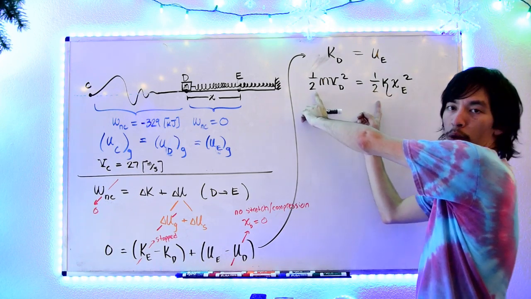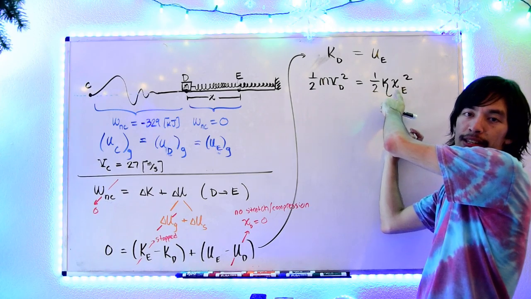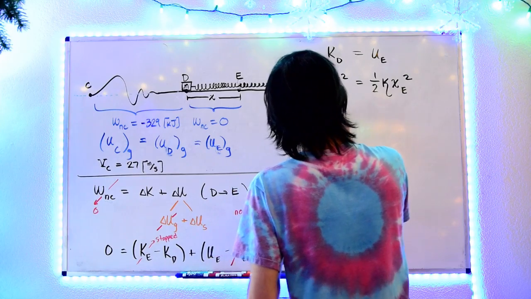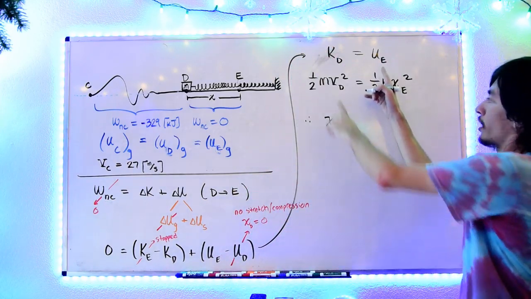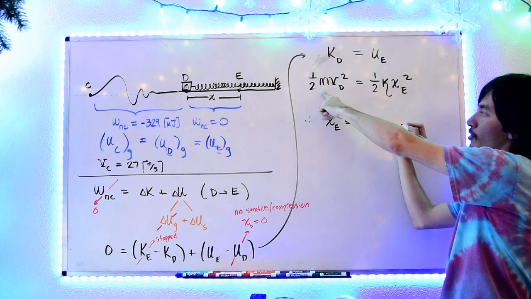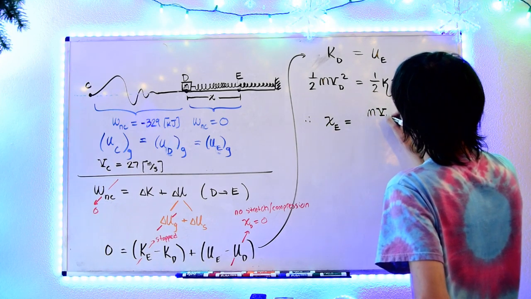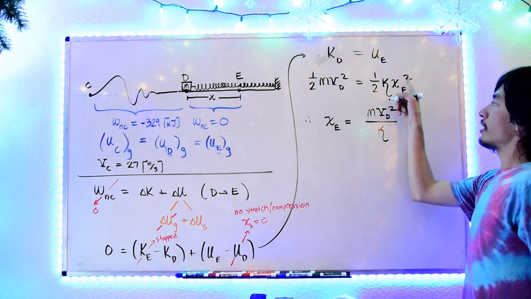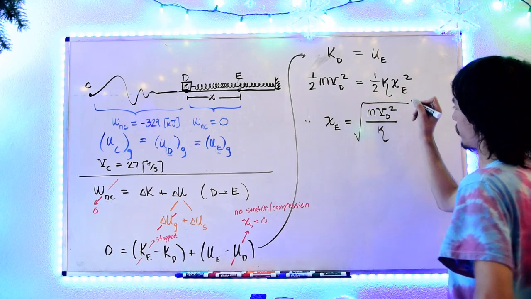We can get rid of the 1/2 from both sides, and we just need to solve for the distance x that the spring is compressed. So, the spring compression is equal to, the 1/2s are gone, we divide by the spring constant over to the other side. So we get mass times the velocity squared divided by the spring constant. But then we need to square root to isolate the distance. So we square root this.